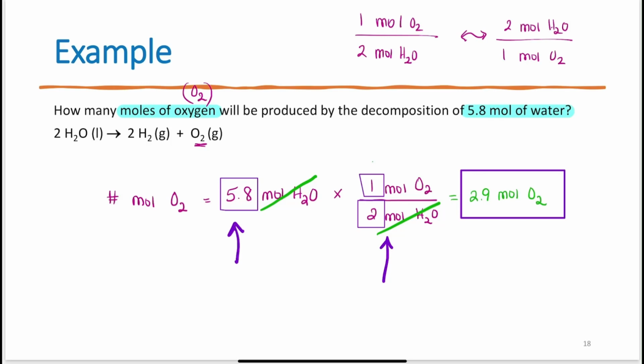But in stoichiometry, we're not using just 1 mole of something that we're reacting or producing. We're always going to have these weird numbers, and it's going to be some percentage that we can compare to the original number, the original ratio here, but that gets corrected for in the math. So 5.8 moles of water decomposed will produce 2.9 moles of O2.